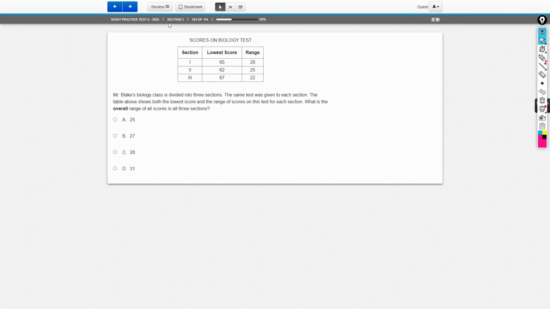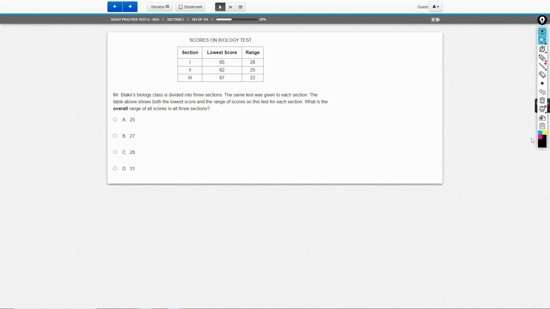Moving on, we say that Mr. Blake's biology course is divided into 3 sections, and the same test was given to each section. The table shows both the lowest score and the range of scores on this test for each section, and we want to find the overall range of all scores in all 3 sections, right? So how do we do this?